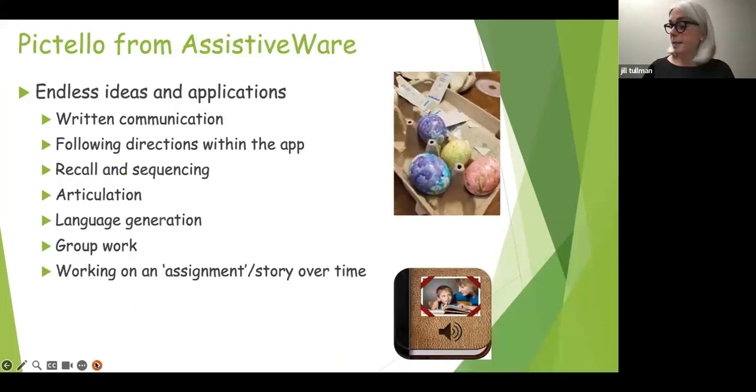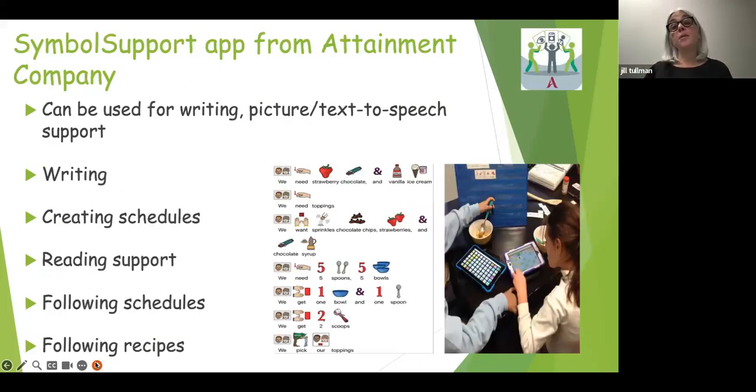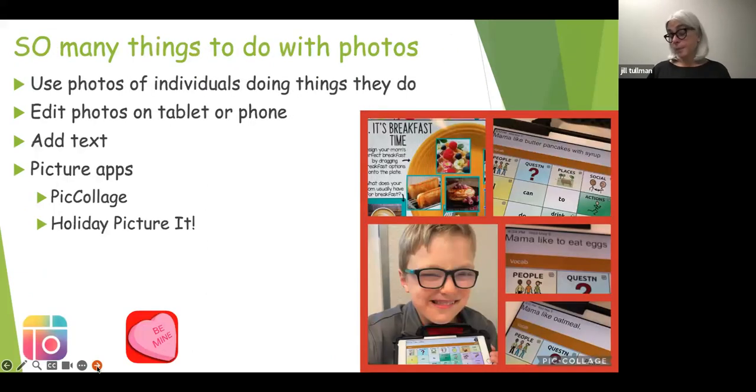So someone had asked about other apps for school. A couple that we use a lot. Pictello is an app that's $19.99, so $20, from a company called Assistive. And there's endless ideas for projects, for reports, for sharing information. Symbol Support is an app. It's a little more expensive. It's $60 from Attainment Company. Can be used for writing, for creating schedules, for reading supports.